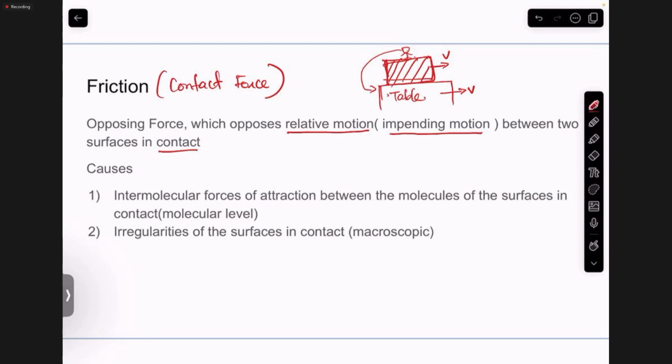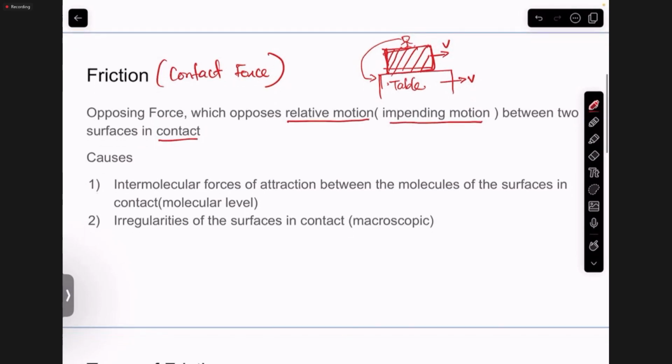But for example, if you want to push or pull using your muscular force, or if you want to tie a spring and push a block or pull a block, that's when you say that you are applying a contact force. So friction is also a contact force.